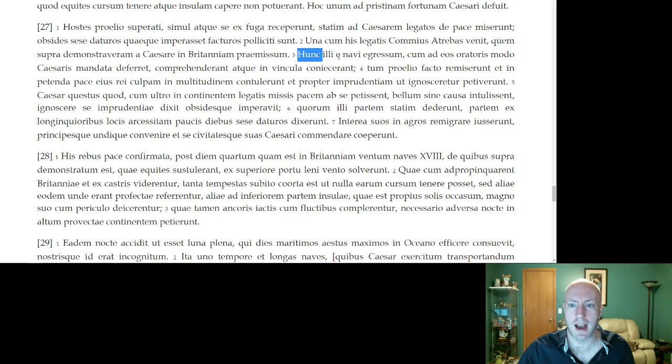comprehenderant this guy. They seized this guy, having gotten out of the boat, even though he was bringing the messages or the commands, the orders of Caesar to them in the manner of an orator, of a speaker. They seized him, they apprehended him, and they threw him into chains. So they have arrested him, and they have, I guess, thrown him in jail. They've bound him.